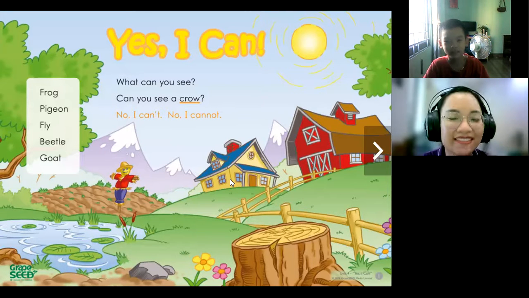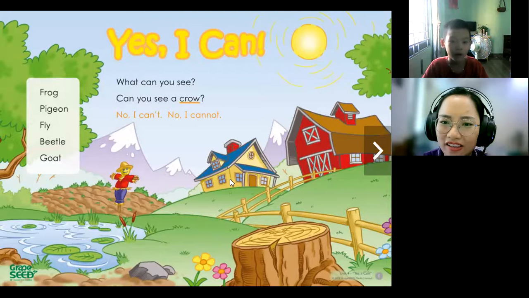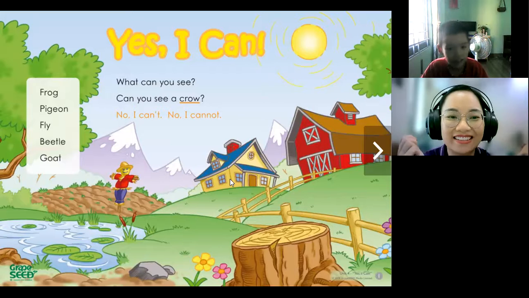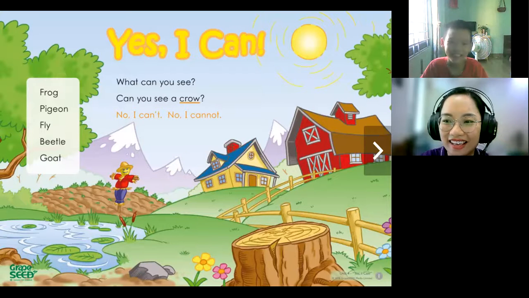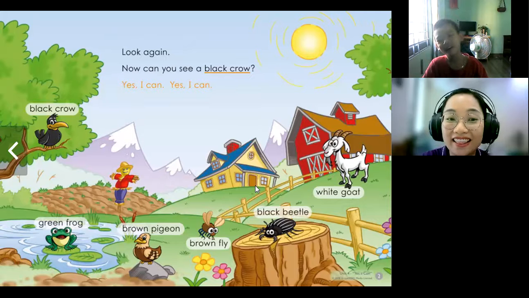So, Thomas, can you ask me a question? What can you see? Can you see a crow? No, I can't. Over here, look again. Now, can you see a black crow? Crow. Say again. Crow. Yes, I can.